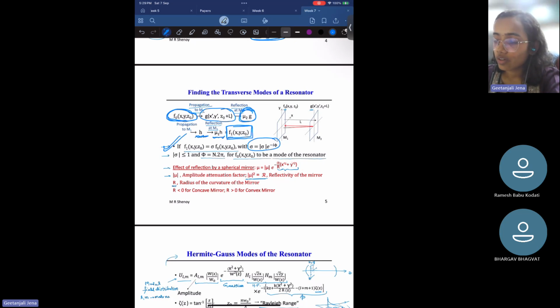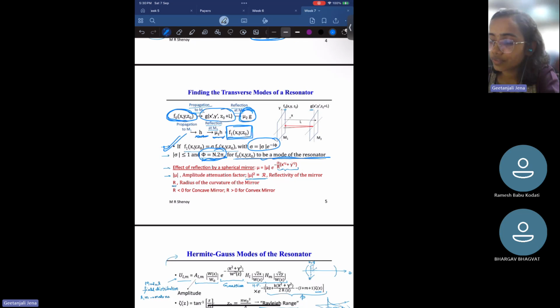And again, for the field to be a transverse mode, phi should satisfy this condition, which is phi should be an integral multiple of 2 pi. Okay, so you have to remember this condition, which is phi is an integral multiple of 2 pi.